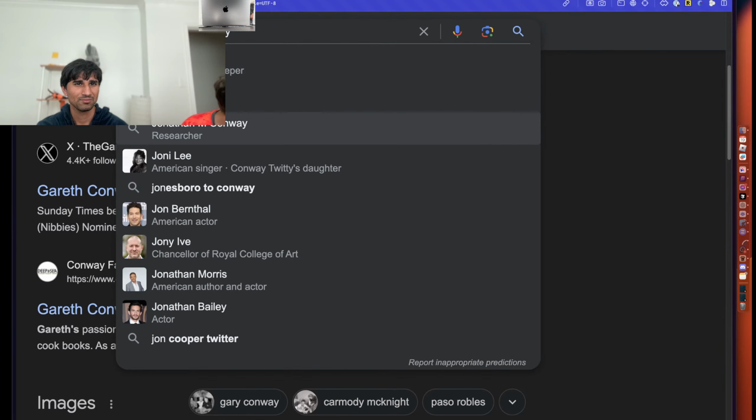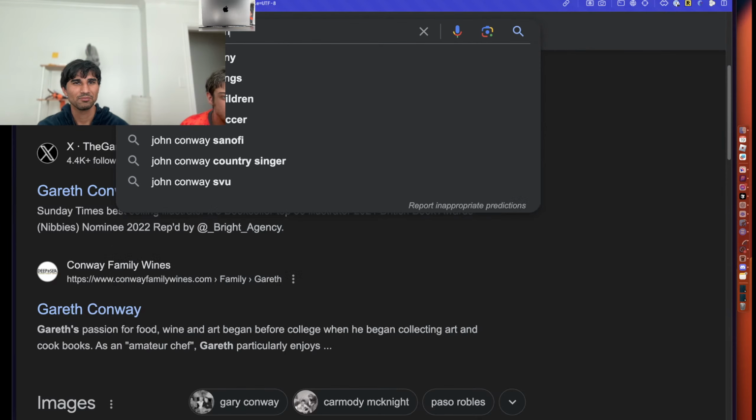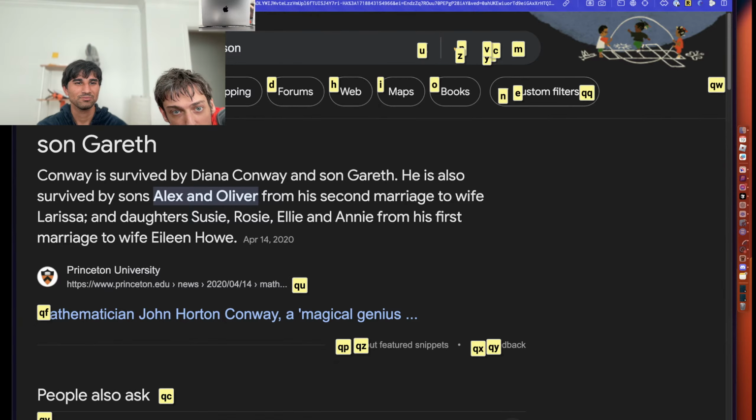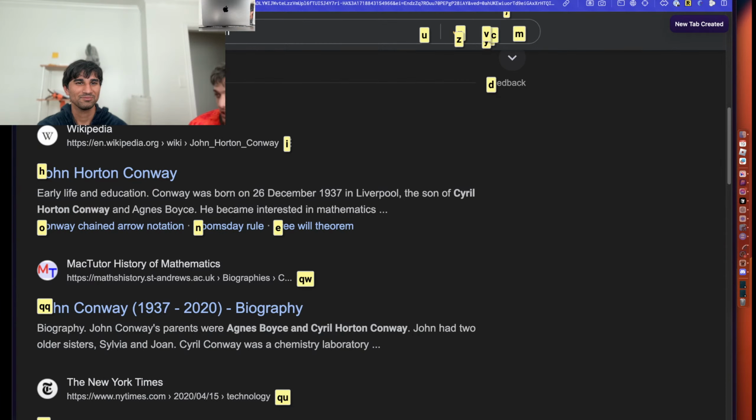John Horn Conway, Gareth Conway. Son, Gareth. No, he's also... Oh, this is why I'm... Wait, from his second marriage? Oh wait, so is Gareth from his third marriage? That would definitely explain there being a bit of an age gap.